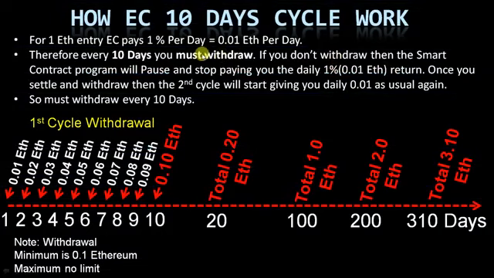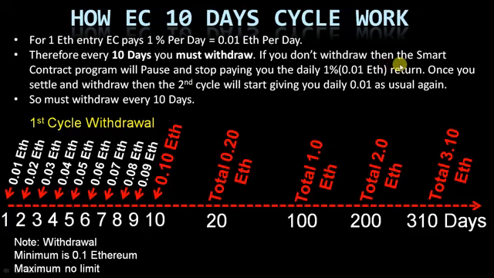Now how the 10-day cycle works, let me just tell you that this platform pays you one Ethereum, because the minimum and maximum is 1 you can start with. You cannot invest more than 1 in each wallet, and you get 1% per day, that is 0.01 Ether per day. Therefore every 10 days you must withdraw. This is compulsory. Within the first 10 days you can withdraw anything.